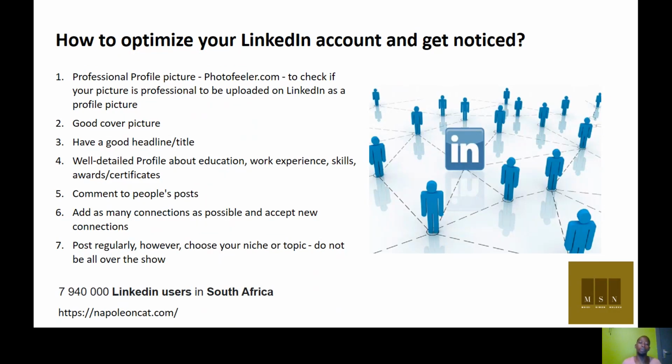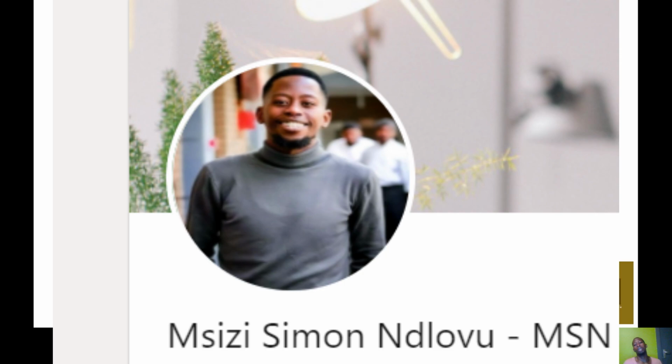Now let's look at how to optimize your LinkedIn account and actually get noticed by many people. Number one, you need to be professional and upload a professional profile picture. If you are not sure about the profile picture that you want to put up, you can ask your friends if they like it or if it is a good picture.